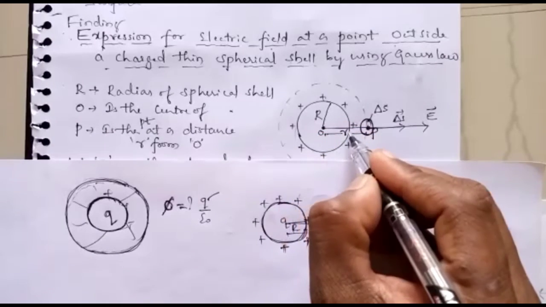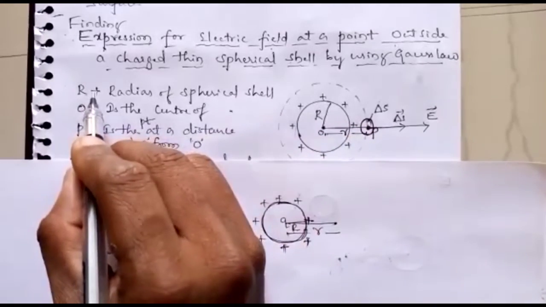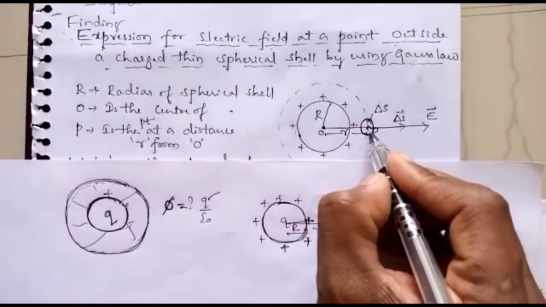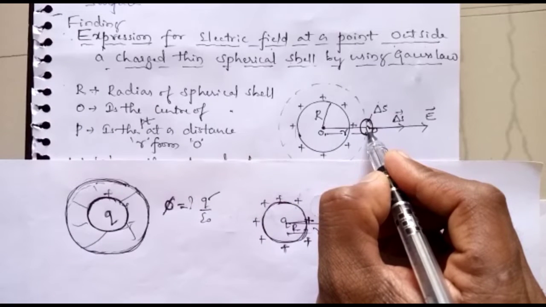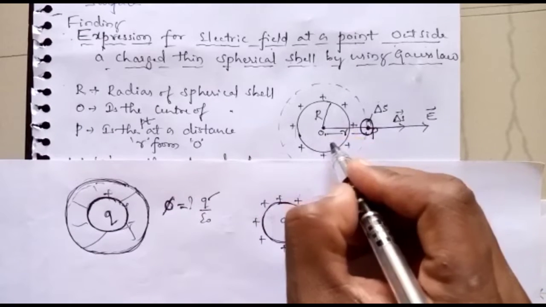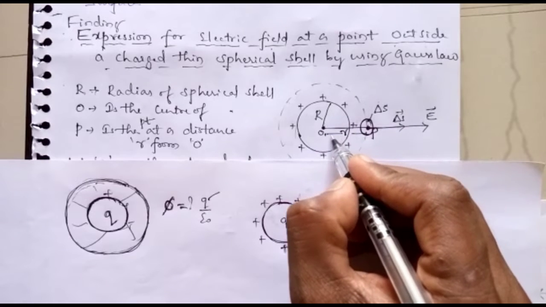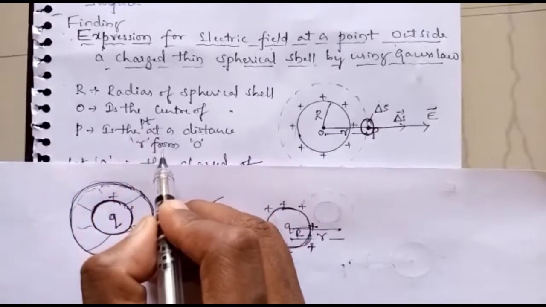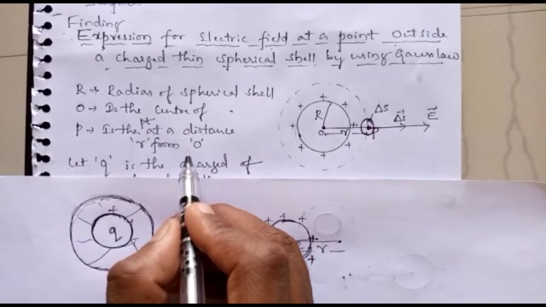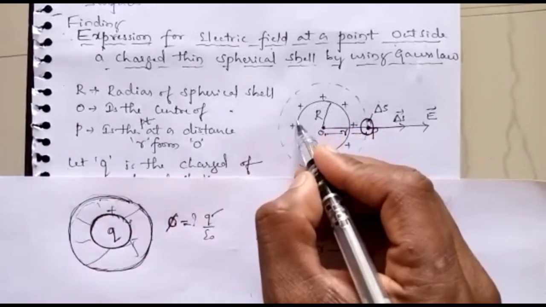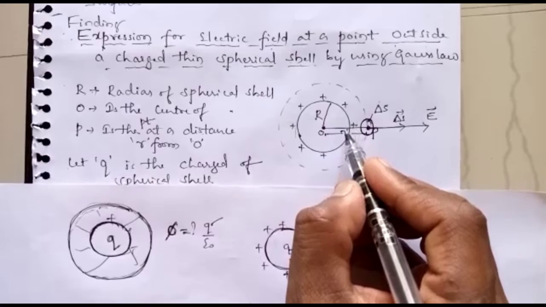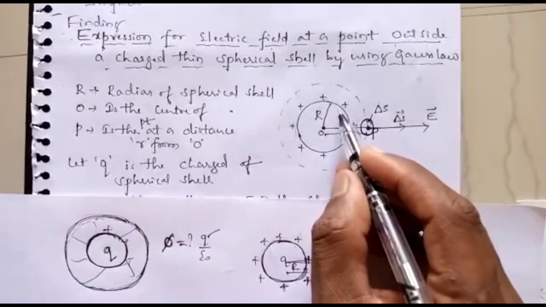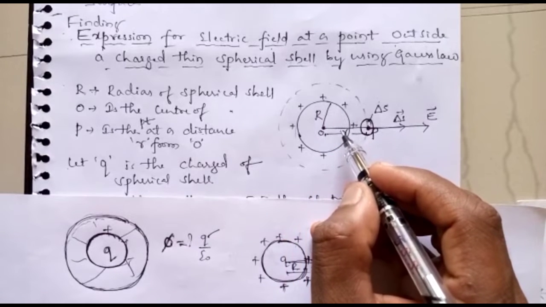this is the spherical shell. This spherical shell has a radius R, and O is the center of the spherical shell. Okay, and I am considering point P outside from this spherical shell and also at a distance r from the center of the spherical shell. Now P is the point at a distance r from O. Okay, now let us consider Q is the charge of the spherical shell.